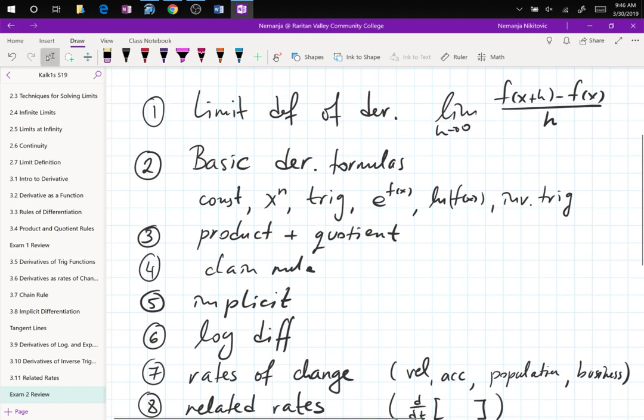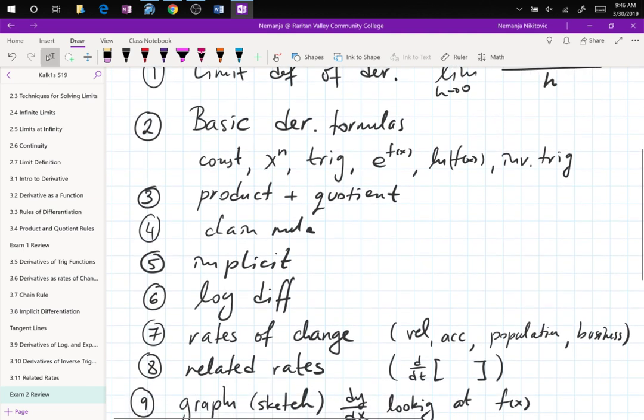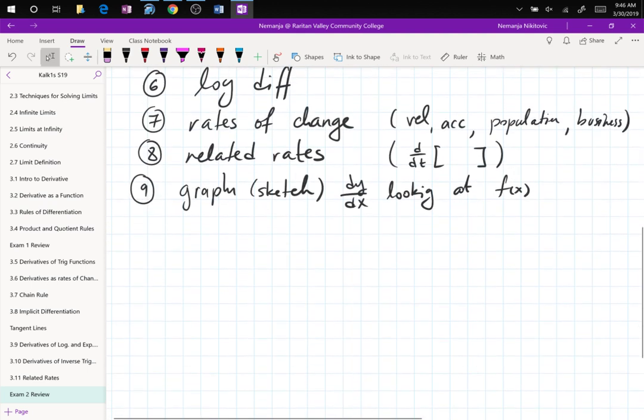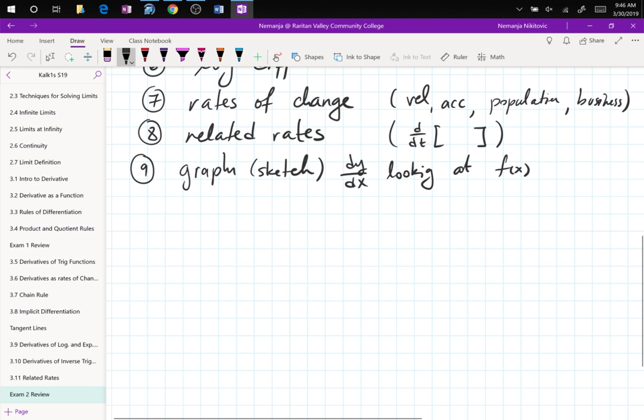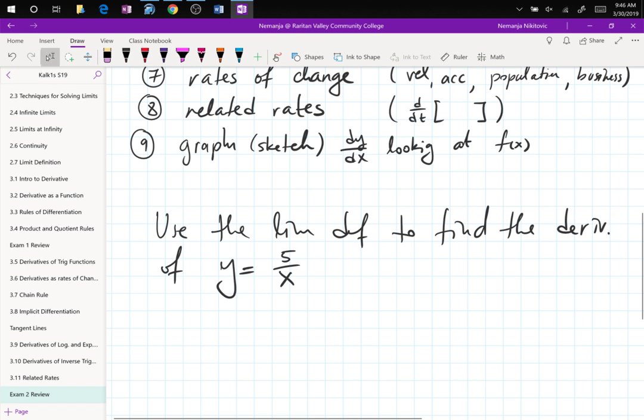So you are looking at a one limit problem to do the long way. I will suggest you practice this stuff using 2.3 because that's the skill that we are using. So for instance, use the limit definition to find the derivative of y equals, let's say, 5 over x. So that's a standard question, right?